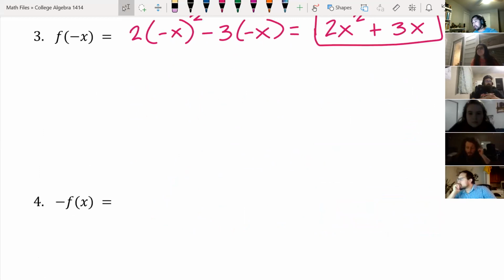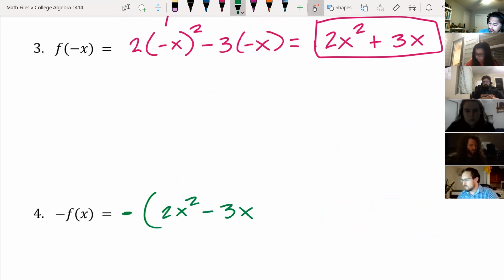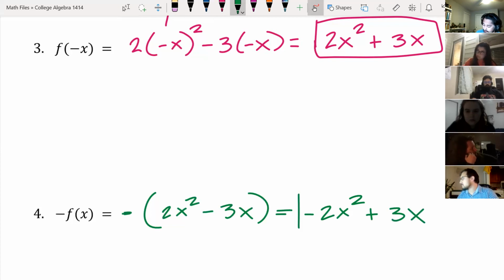Negative f of x. So once again, just take the function and multiply by negative 1 on the outside. So you'll have the negative out front, plug in your function, 2x squared minus 3x, distribute that negative, and we're done. Negative 2x squared plus 3x.